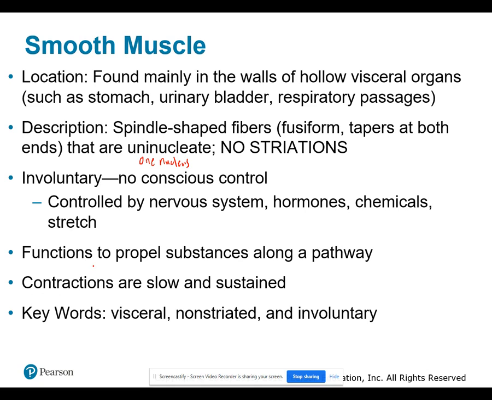Now, the whole point of the smooth muscle is to propel substances along a pathway. So, for example, food through your stomach, urine through your urinary bladder, or even air through our passageways. Usually these contractions are slow and sustained. We don't notice food going through our stomach. We don't notice when it's going through our large intestine and making feces. It's happening without us really having to think about it and tell our body to do it. So keywords to think about are visceral, non-striated, and involuntary.